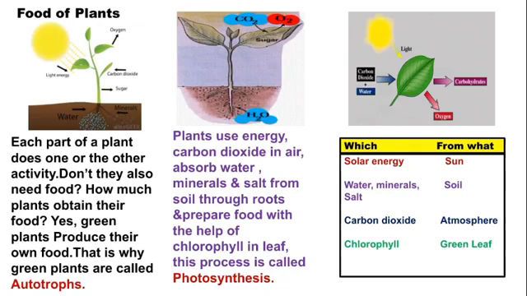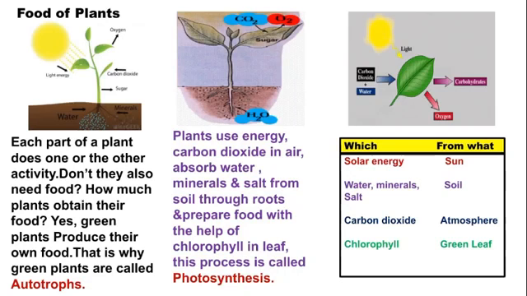So each part of a plant does one or the other activity. Don't they also need food, children? How do plants obtain their food? Yes, green plants produce their own food. That is why green plants are called autotrophs. But animals depend on plants and animals for food, isn't it? Yes. So plants prepare their food by their own. So they are called autotrophs, and animals are heterotrophs.